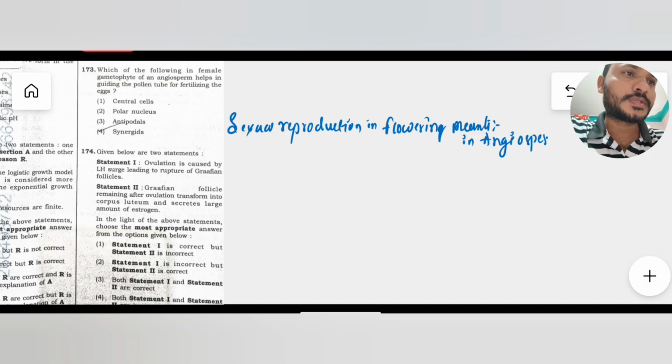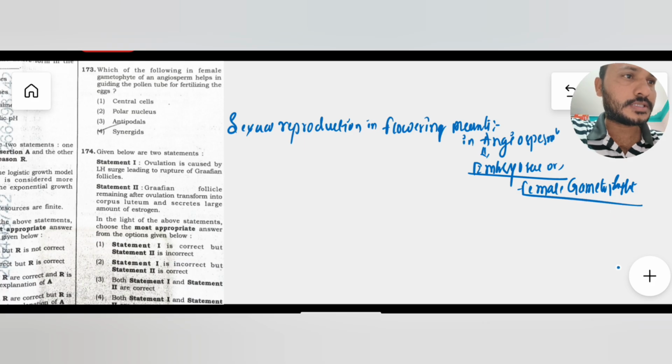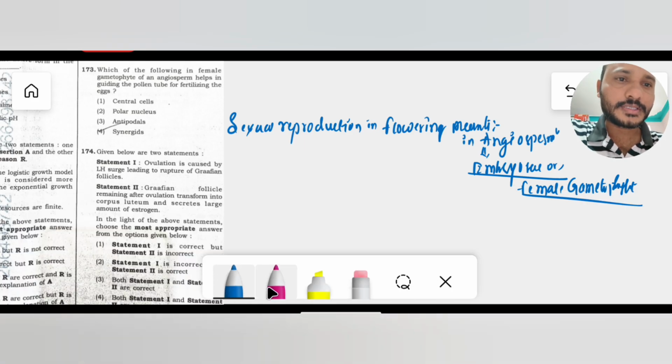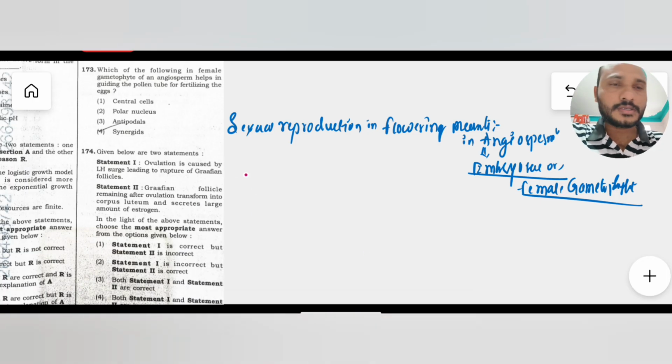Angiosperm. So these questions are mainly framed from the embryo sac. This embryo sac is also known as the female gametophyte. Female gametophyte. Let's discuss some explanation on this female gametophyte.